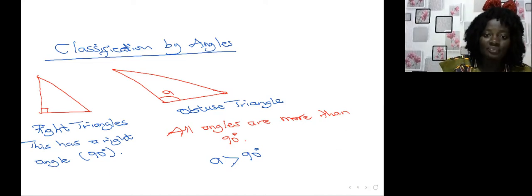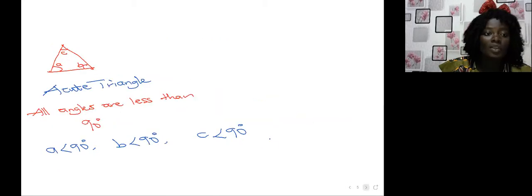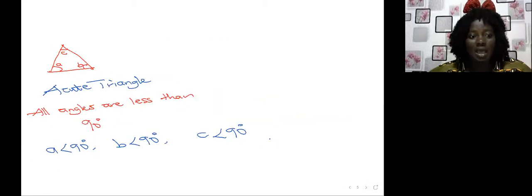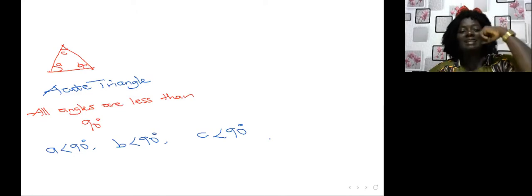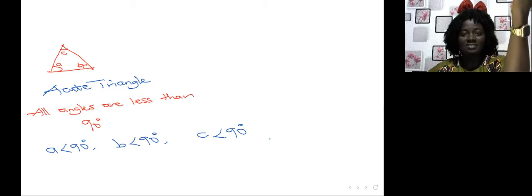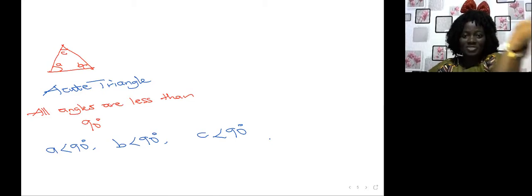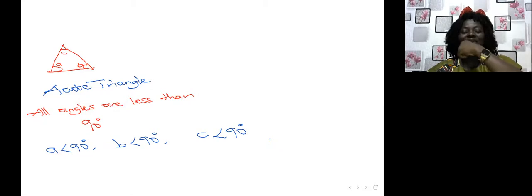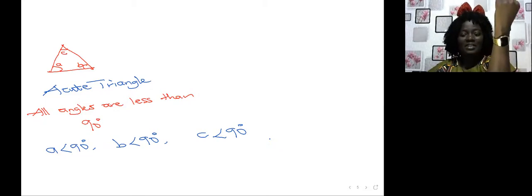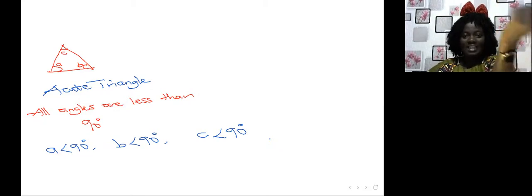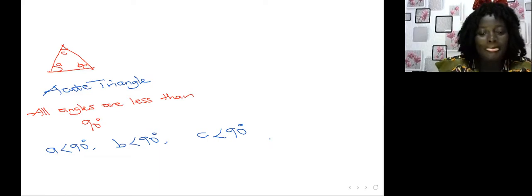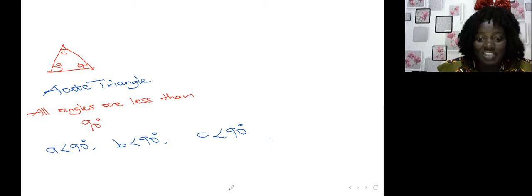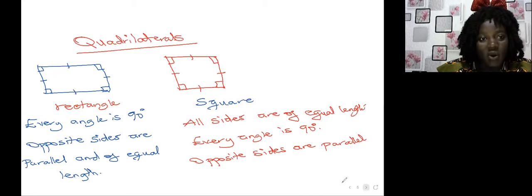Then we have the acute triangle. The acute triangle is less than 90 degrees. So this is right, obtuse and acute. Right is 90 degrees, obtuse is more than 90, and acute is less than 90 degrees. So with this, if you're in the examination room, you need not struggle at all.